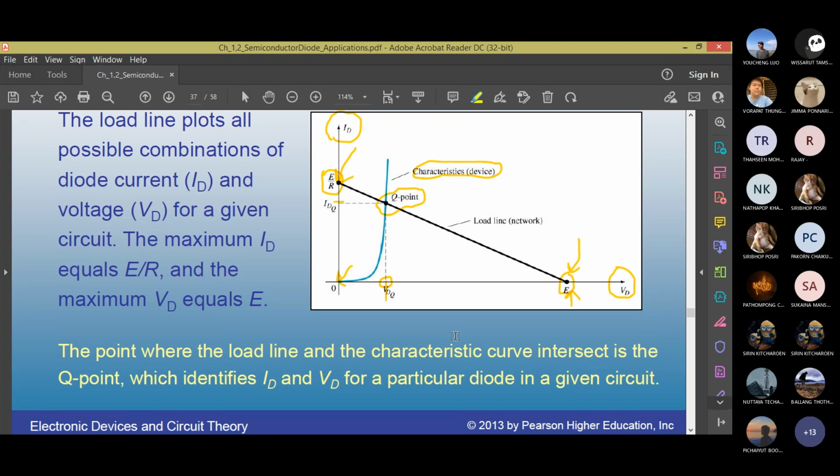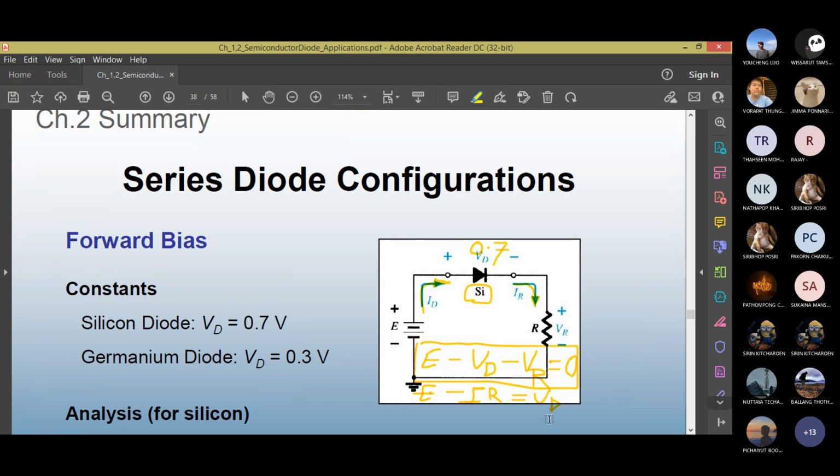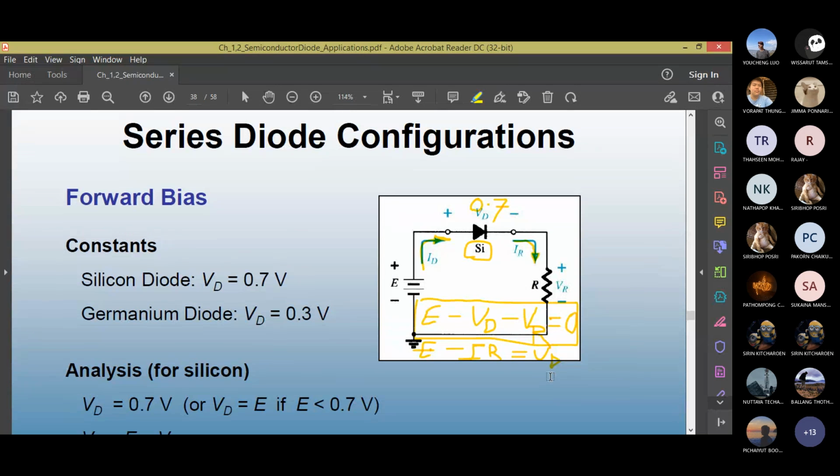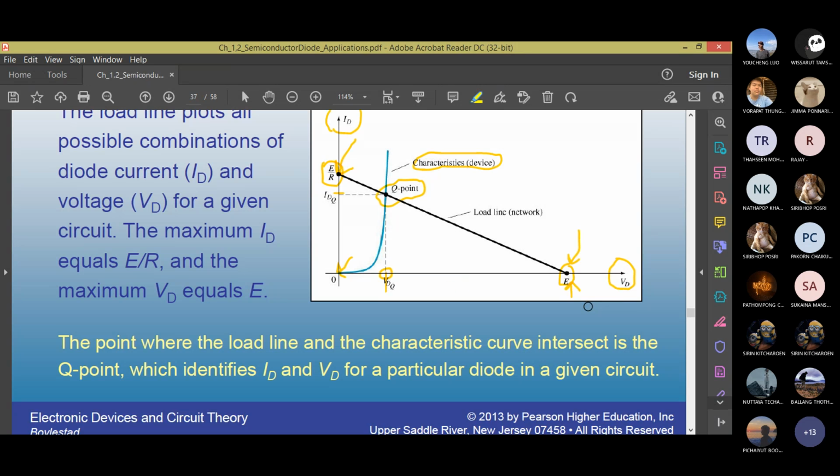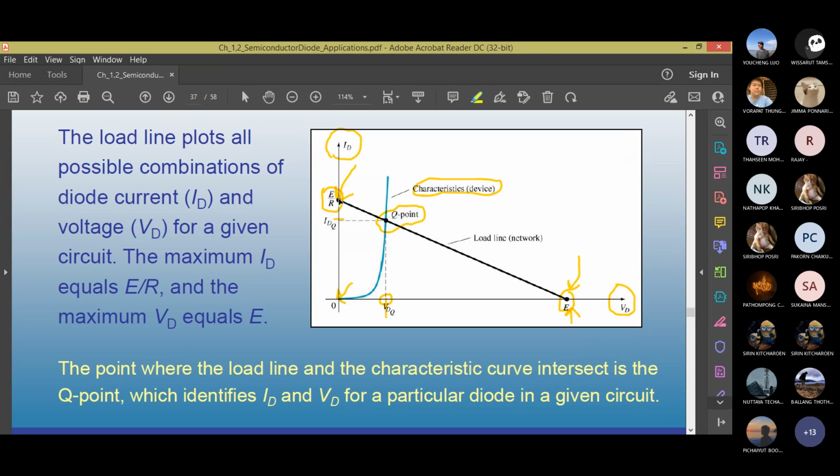Now, if VD equals 0 in this equation, what is current I? Now I say VD is 0, short. Now your equation becomes E minus IR equals 0. Therefore, E equals I times R, and therefore I equals E divided by R. That's the other extreme point. When VD is 0, I equals E over R.